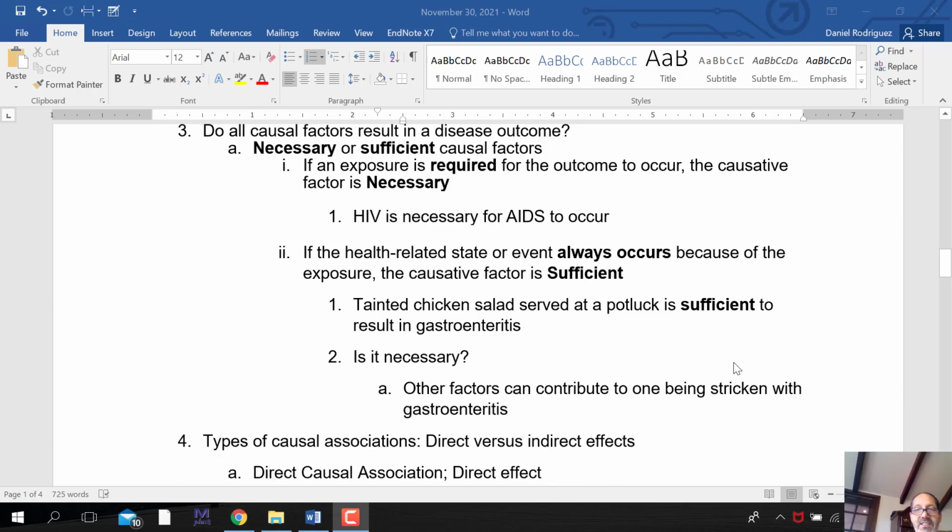So, for instance, tainted chicken or tainted turkey, God willing nobody ate tainted turkey, served at a potluck is sufficient to result in gastroenteritis, but is it necessary? The answer is no. There are other factors that can lead to it as well. Other foods, as you know from your exam, we talked about primary and secondary transmission. The pathogen can be transmitted indirectly as well, through a surface or shaking somebody's hand who has the infection and then touching your mouth. So while tainted turkey or tainted chicken is sufficient, it's not necessary.